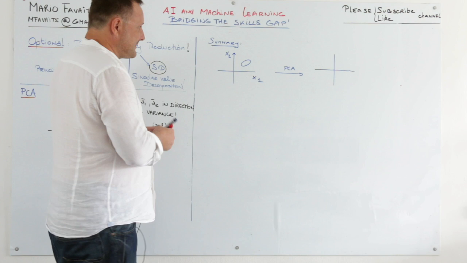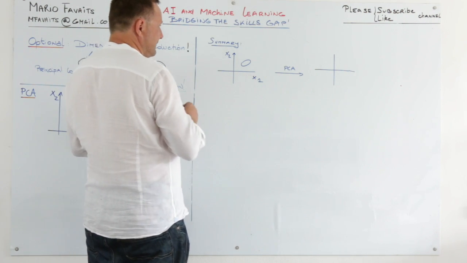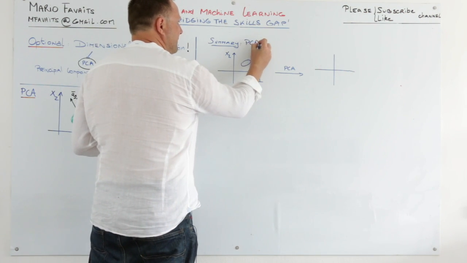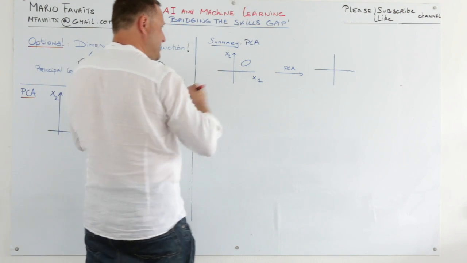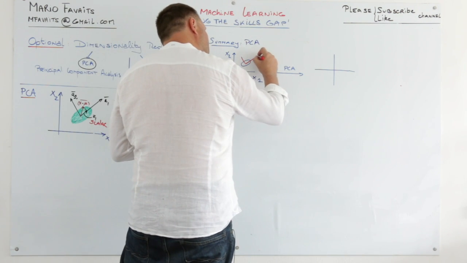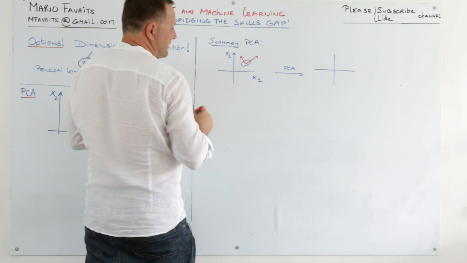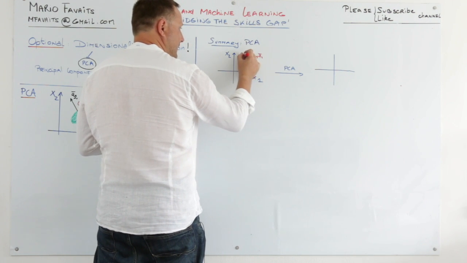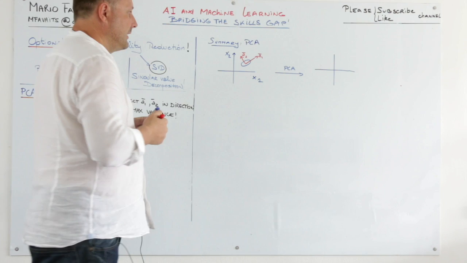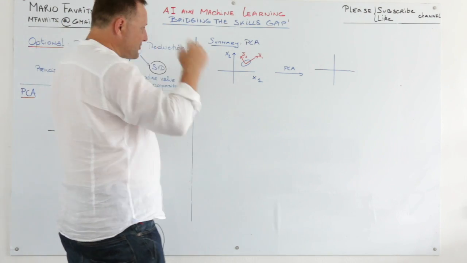Alright, let's summarize for PCA. Basically, we started with this situation and then we created another coordinate system which we called A1, A2. And we did a PCA transformation.